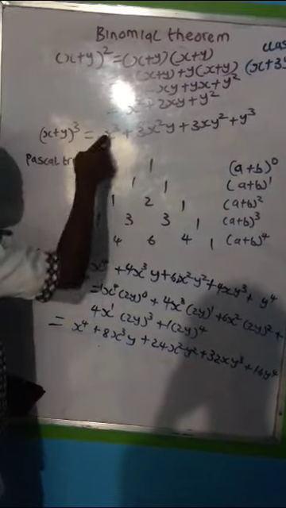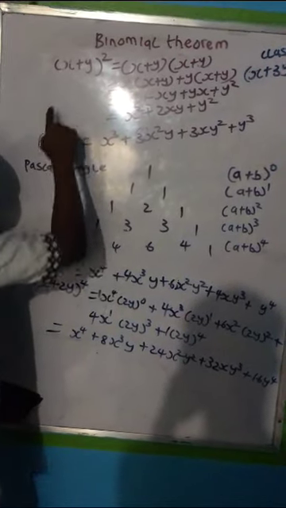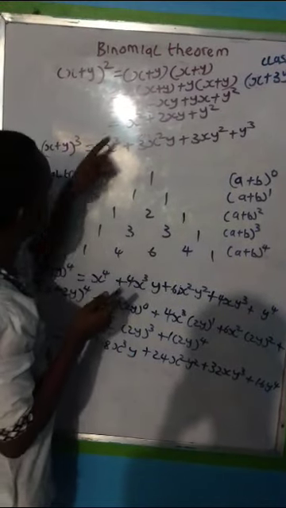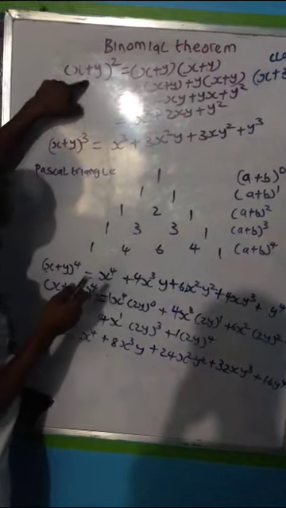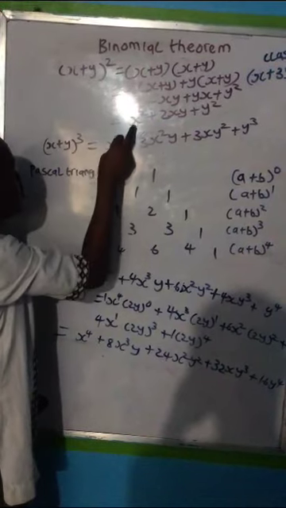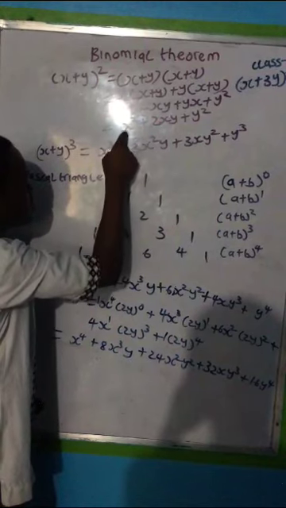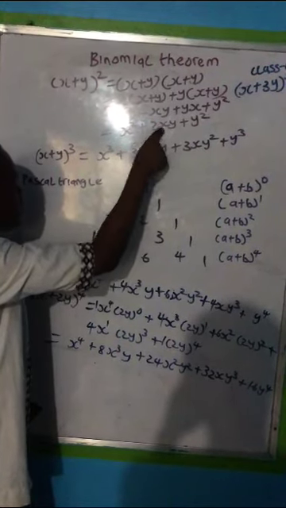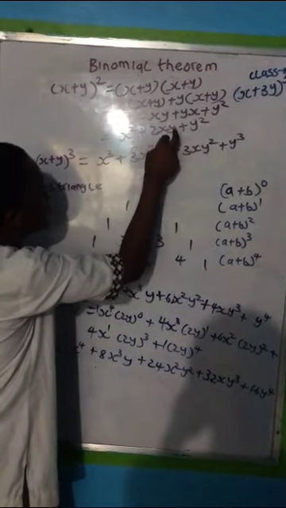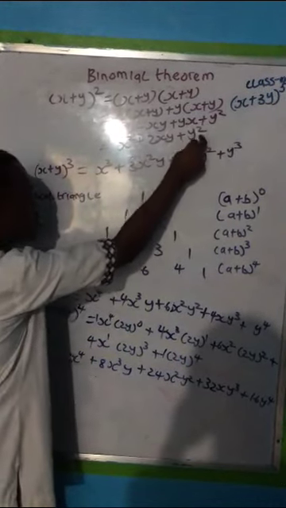If you look at the first one, you will notice that the power of the letter before the sign keeps on reducing, while the next one keeps on increasing. What do I mean? Let's take x plus y raised to power 2 as a case study. The power here is 2, so x is raised to power 2. The power of x keeps on reducing by 1. So x squared, this is x. Then the next one keeps on increasing. This is y. Here, the power of y is 0. So the next one is 1 and this one is 2.